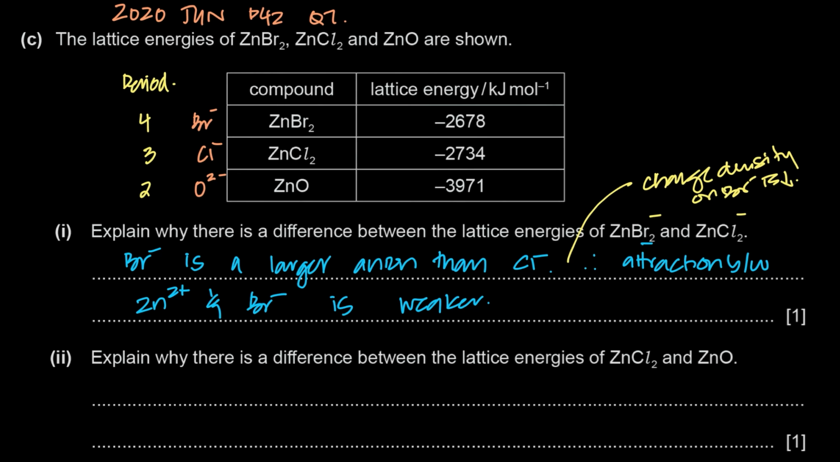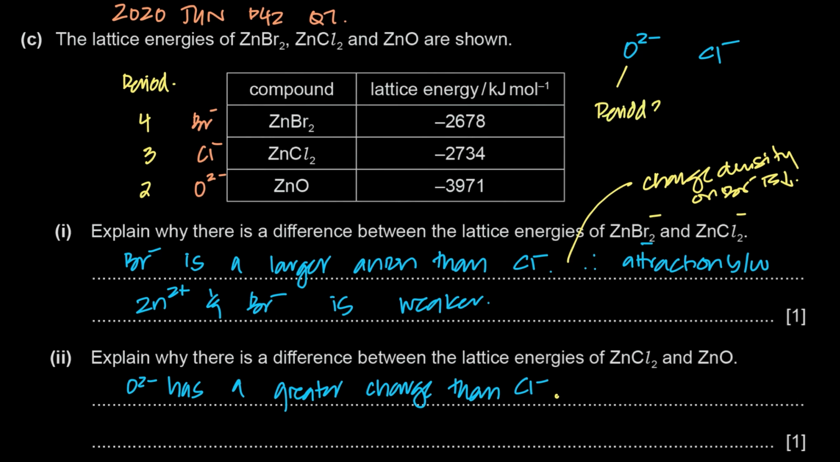You could also have said chloride is a smaller anion. Therefore, the attraction between zinc and chloride is stronger. Then it says explain the difference between lattice energies of zinc chloride and zinc oxide. Now, here the greater difference is caused by the charge. You see? So O is a 2 minus charge while Cl is a 1 minus charge. So O2 minus has a greater charge than Cl minus. But also this is period 2 and this is period 3.